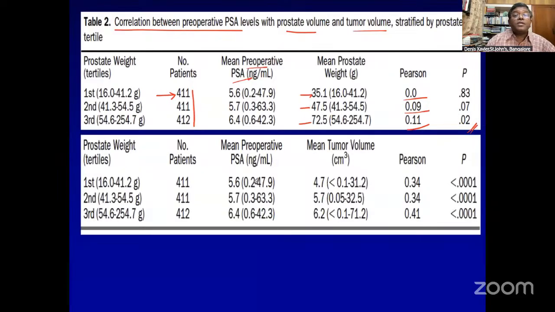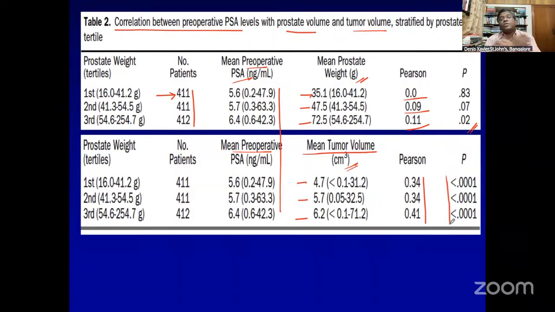Next, this is preoperative PSA and mean tumor volume in centimeter square. This is tumor volume as measured. I'm sure this is a highly sensitive thing to measure. Number of patients, the same thing. Mean preoperative PSA, these two data are the same. Here's tumor volume, 4.7, 5.7, and 6.2. All three are correlated and all three are highly statistically significant.